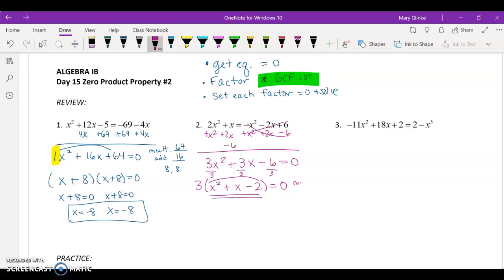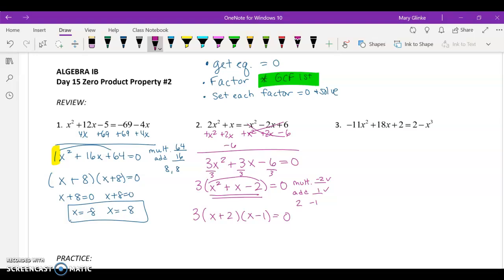Then we're going to continue to factor this inside part. So we are looking for what multiplies to get negative 2, but adds to get a positive 1. It's going to have to be 2 and 1, and the 1 is going to have to be negative in order for both of these to work out. Again, you can do split middle term, but because my a value is 1 for this one as well, I'm going to just write my factors as x plus 2 and x minus 1.